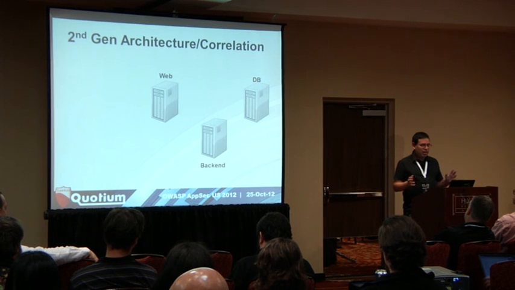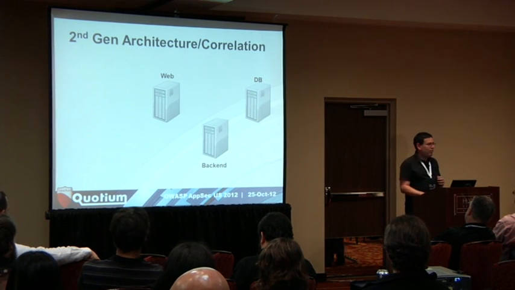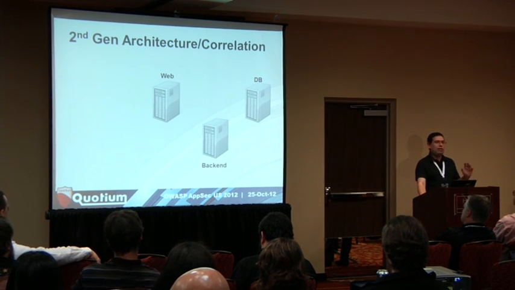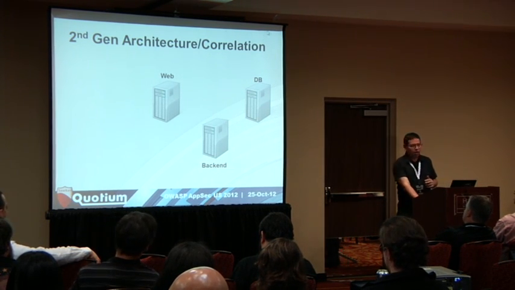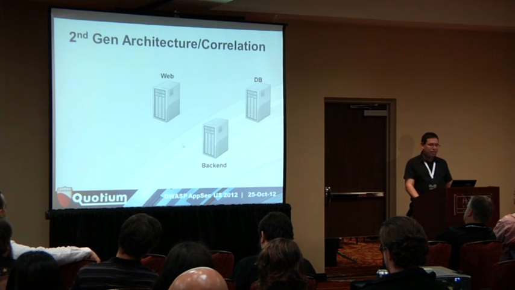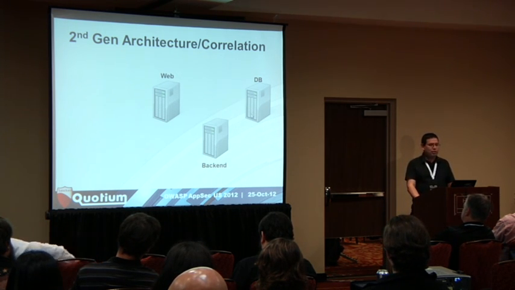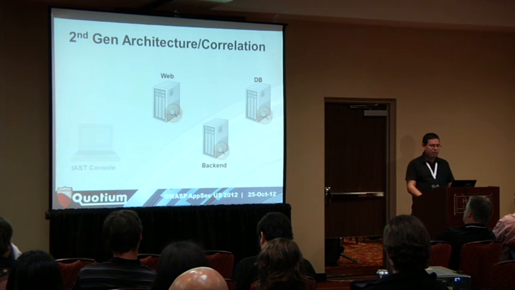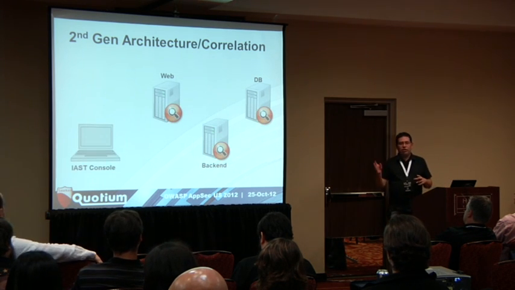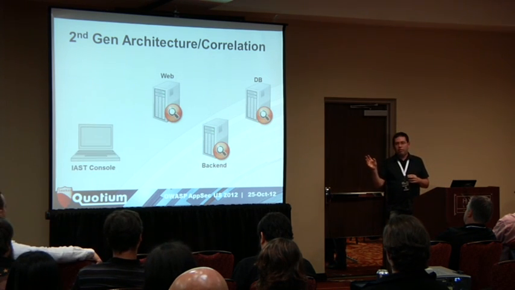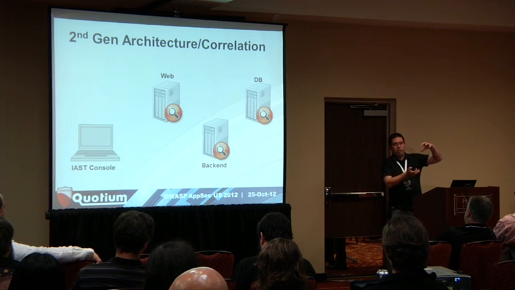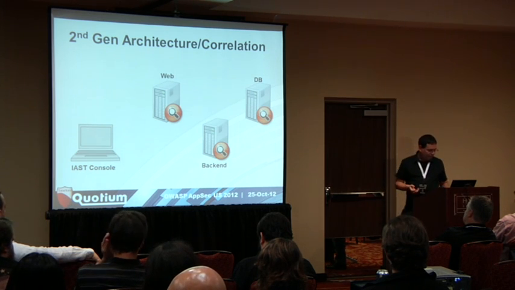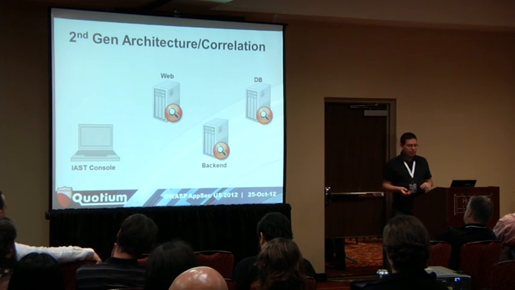So let's look at a real-world architecture, right? That's how an application would more likely look. We have a web application, we have some backend working with web services, we have a database, it has some stored procedures. And now in that configuration, you need to get the agent on each of these components, right? Because each component is doing part of the application logic, and we need to test everything.